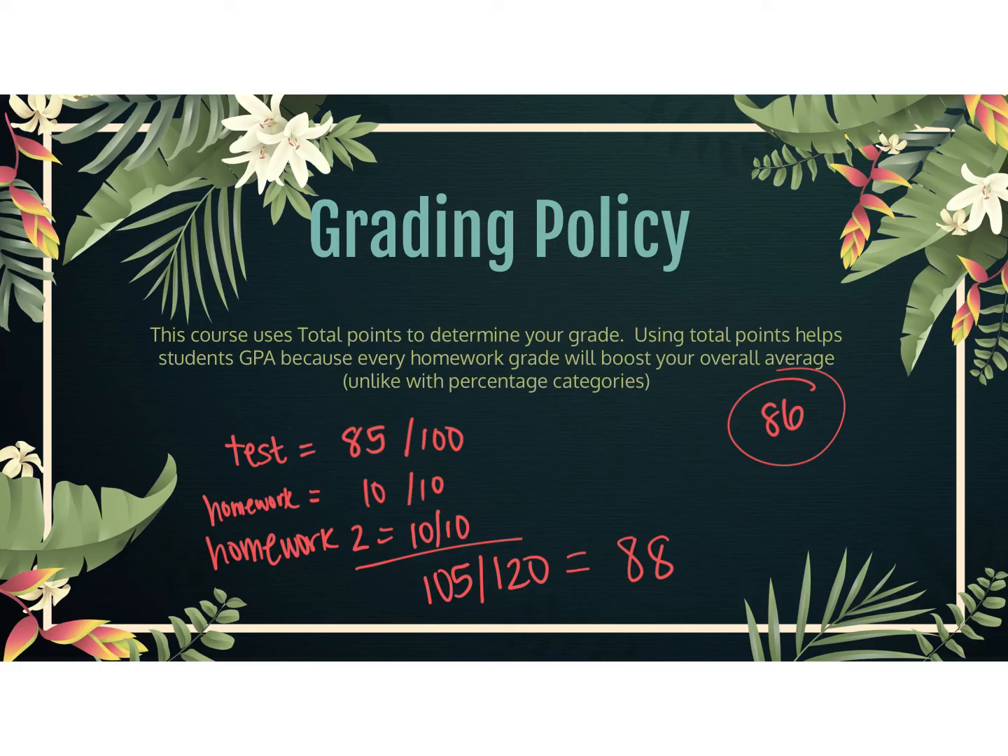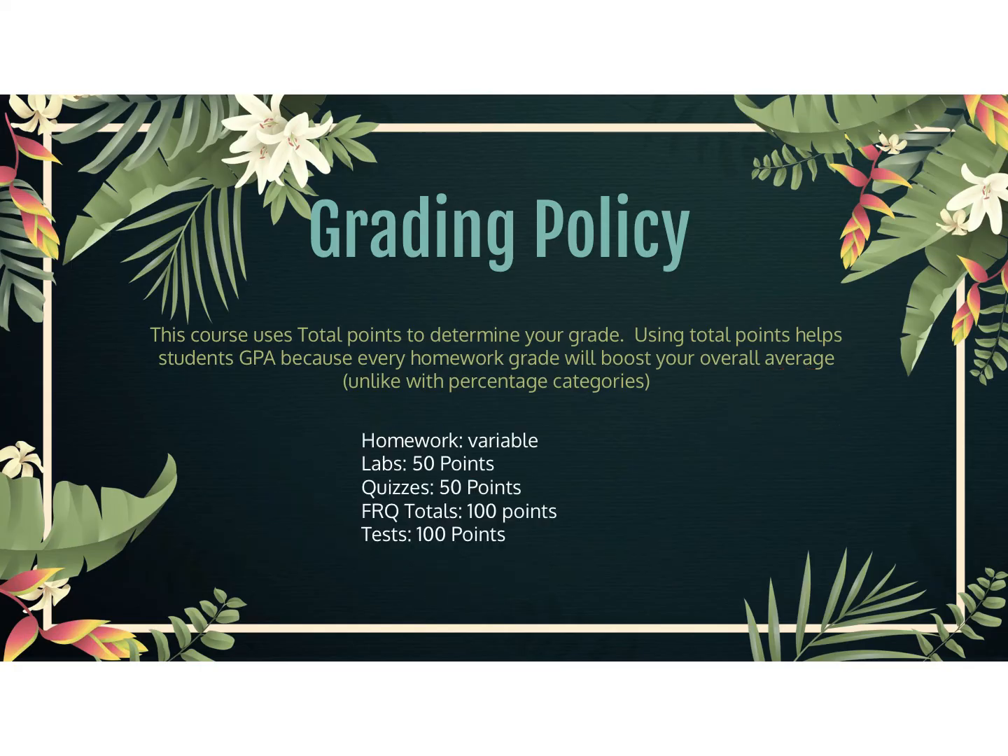This is why many of the upper sciences prefer to use total points, because this helps out students' GPA, whereas categories would never change. No matter how many homework assignments the student did, the student's grade would never change. But with total points, every homework assignment has the power to boost your grade a little bit. So with the total point scale, this is how it breaks down.